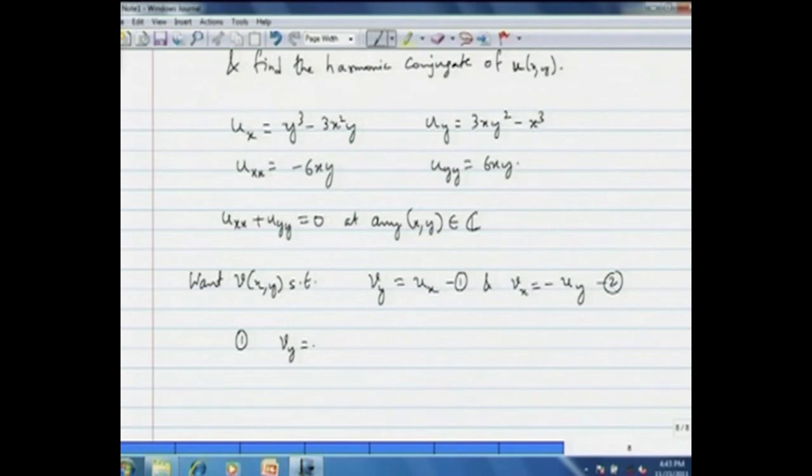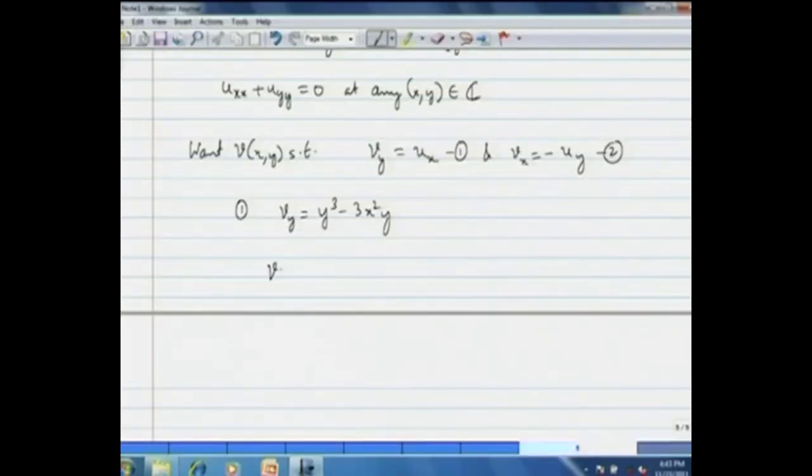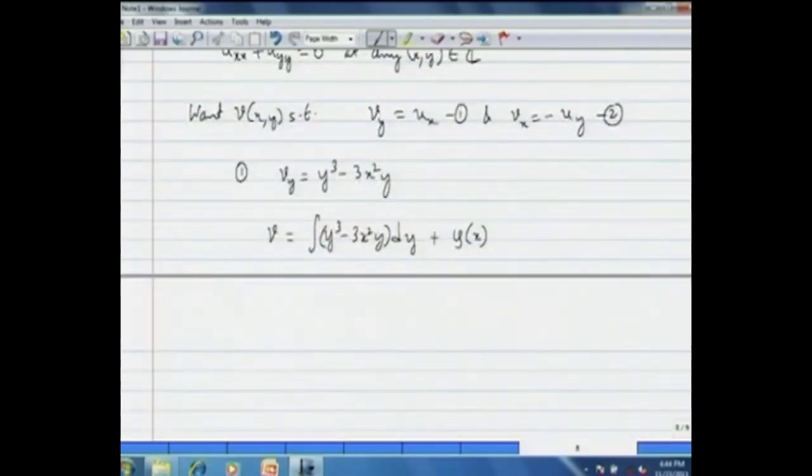1 implies that v y should look like y cube minus 3 x squared y. And assuming that we are working with an open connected region, v will be the partial integration of this function with respect to y, and then there is possibly a function of x alone. Let me call that function phi of x, so that when you differentiate this equation partially with respect to y, you get back your v y in that form.